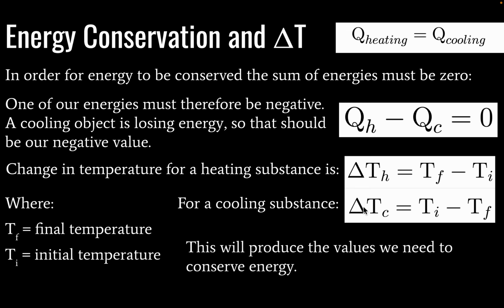This step is going to produce the values we need to conserve energy, because we're going to need the energy over here to be a positive value. If we calculate temperature the normal way, it'll be negative, and that's going to mean we're adding these two values together. That's going to produce a non-zero result, and that's not acceptable. So we would be violating our conservation law. So our cooling temperature should be our initial temperature minus our final temperature. Again, that's not normally the way we do things, but we have to do it this way here.